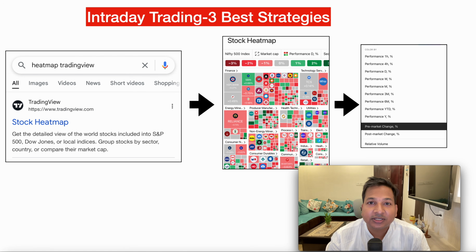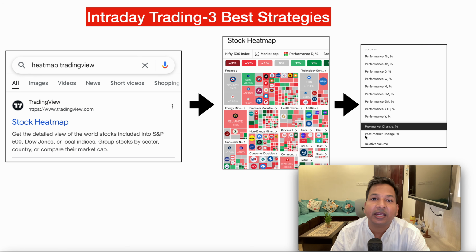Today we are going to discuss three best strategies for intraday trading, which you can use for stock trading and also for option trading in Nifty, Bank Nifty and Sensex if you want. First of all, for any intraday trading, you need to know what the market sentiment is, whether it is bullish, bearish or sideways.